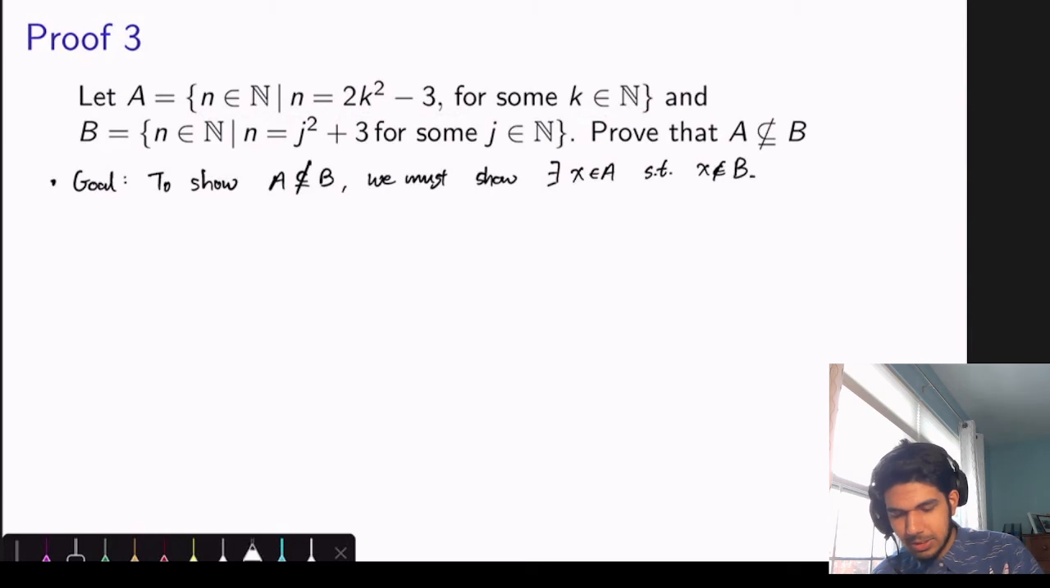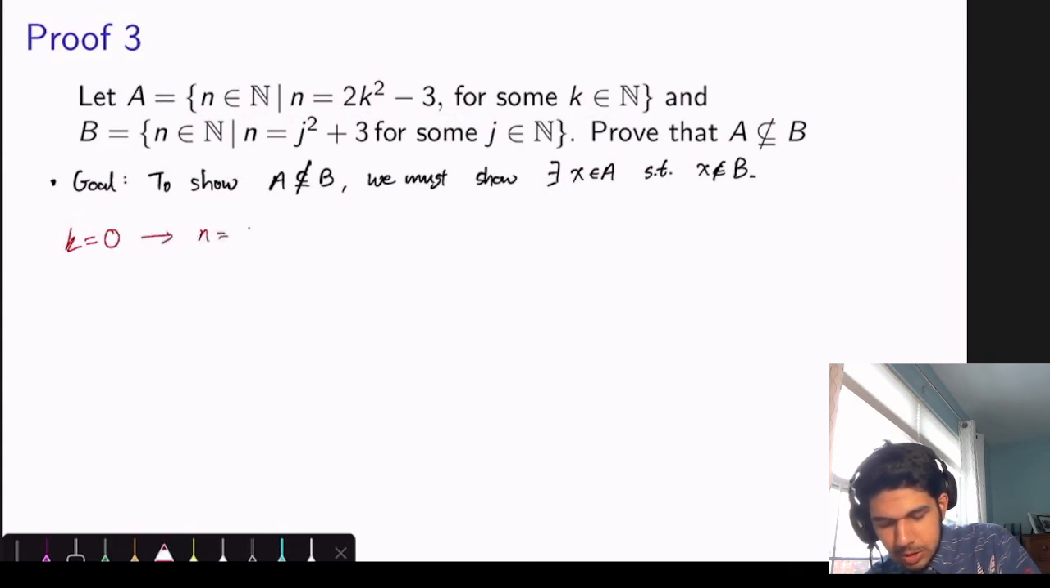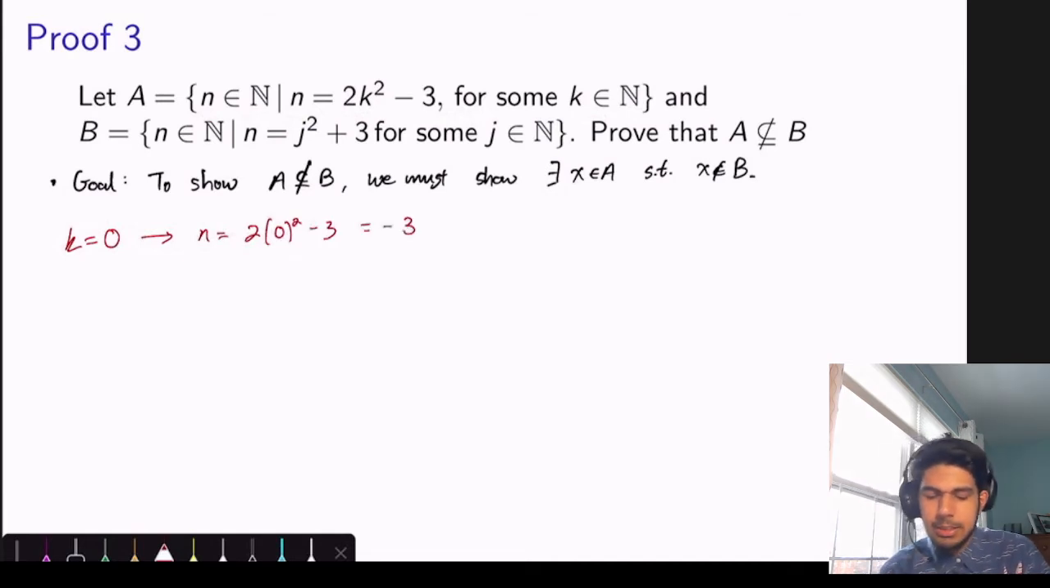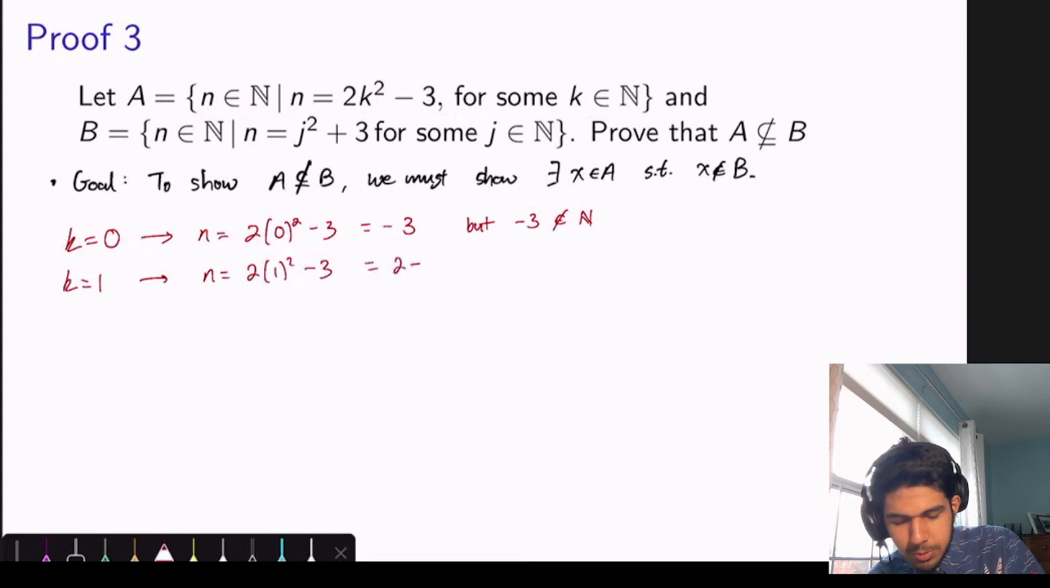So let's start with k equal 0. That tells us that n is equal to 2 times 0 squared minus 3. That's equal to negative 3. But negative 3 is not in the natural numbers. So negative 3 is not in A. So let's try k equals 1. So that would be n equals 2 times 1 squared minus 3. That's equal to 2 minus 3. That equals negative 1. But negative 1 is also not in the natural numbers.